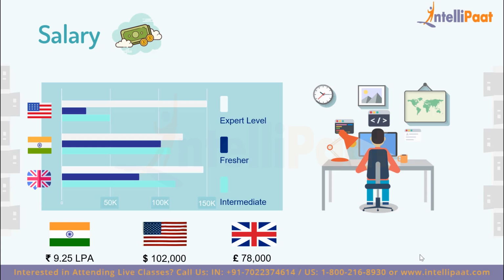You can see over here the white color represents the expert level, and the other two colors represent the salary for a fresher and an intermediate. Now you can observe from this graph that your salary gradually increases from the fresher level to intermediate, and you can earn the highest salary if you are an expert in the web development field. You can earn up to 150k dollars per year, and this is a very high salary for a web developer. So there are various salaries according to the expert level, fresher, and intermediate.